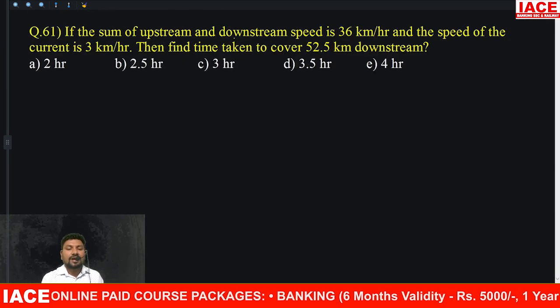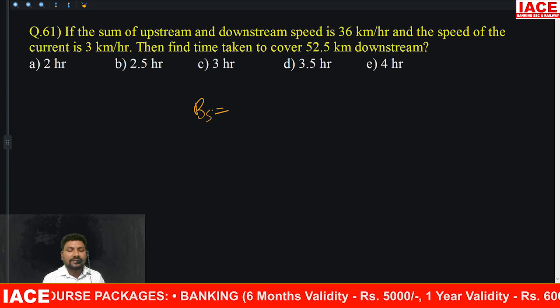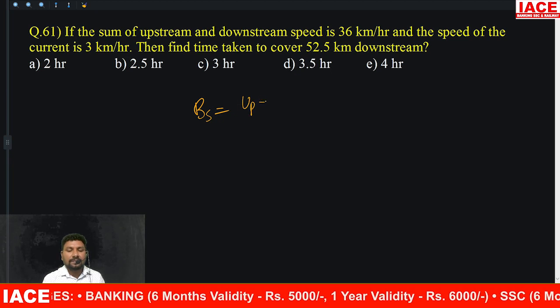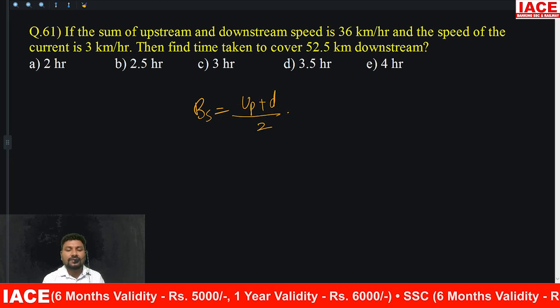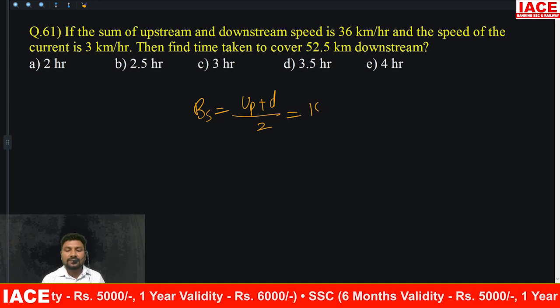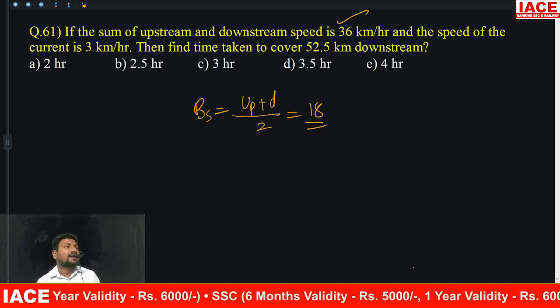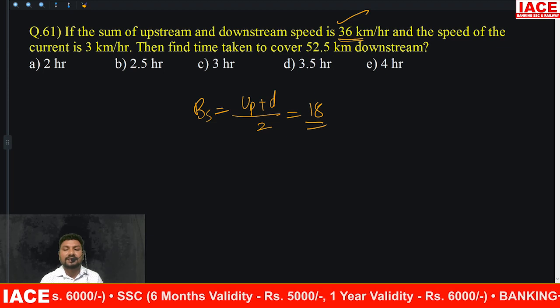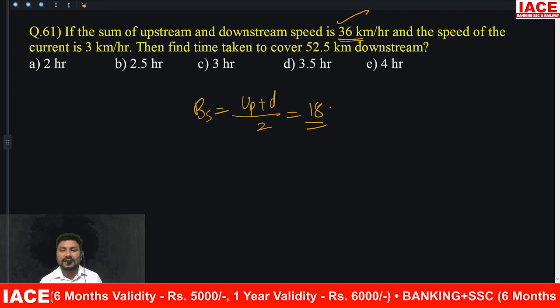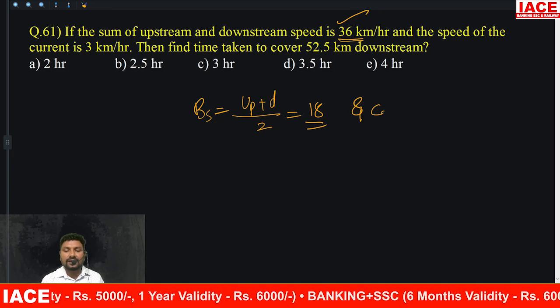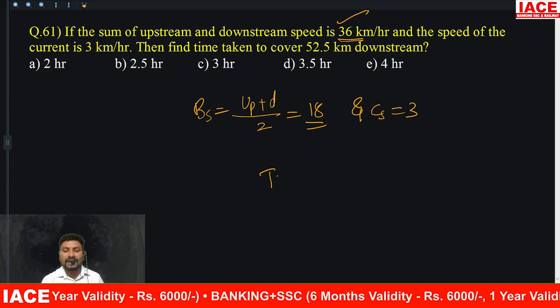If we take the sum of upstream and downstream speeds, boat speed is equal to (upstream plus downstream) by 2. That means boat speed equals how many kmph? 18 kmph, because the sum is 36, and 36 by 2 equals 18. The boat speed is 18, and current speed we know is 3 kmph. We need to calculate time.